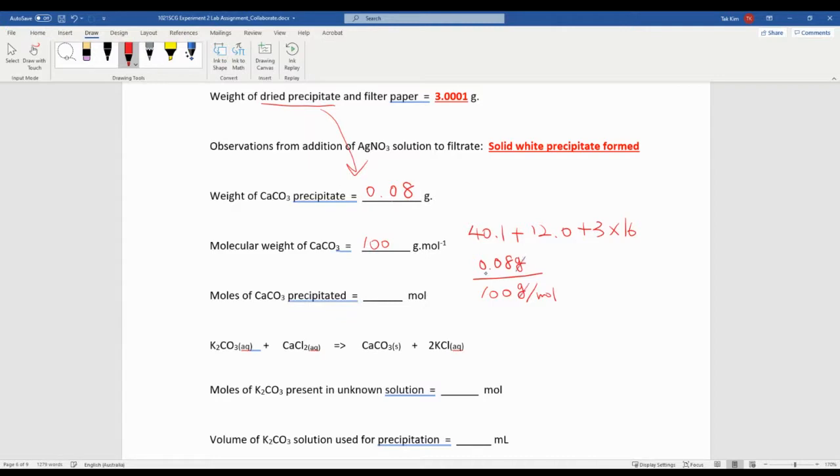Now that one cancels out, leaving only a certain number with moles, right? 0.08 divided by 100, it'll be quite simple, right? So it should be 0.0008 moles. Let me just write this one down neatly.